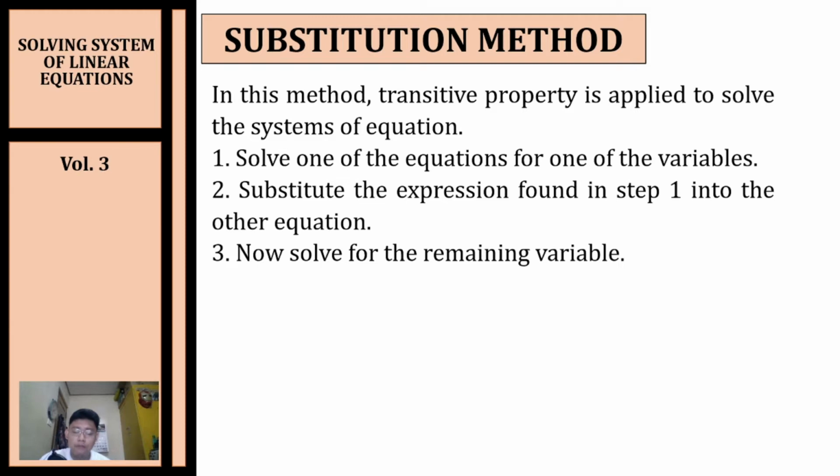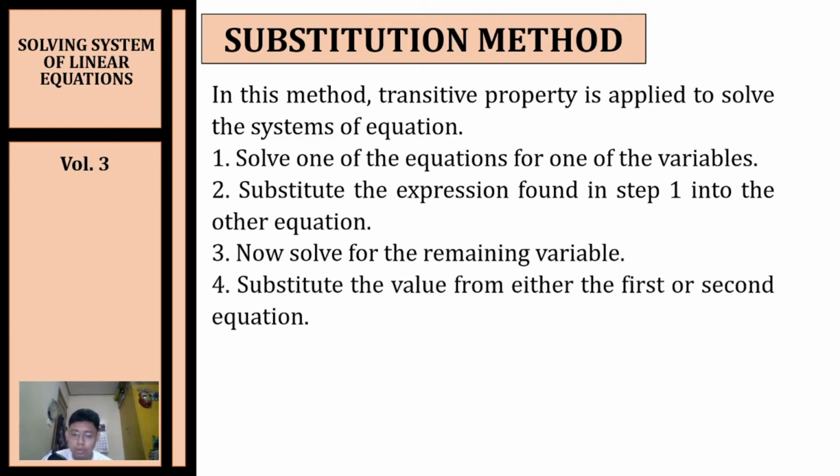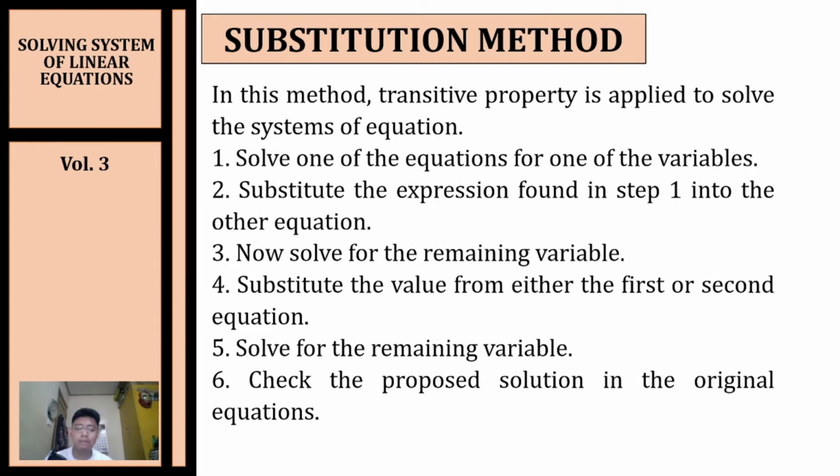Now that we have the value of that remaining variable, we substitute that value into either the first or the second equation. And the fifth step, solve for the remaining variable. And the last one is to check the proposed solution in our original equations. Now let's have some examples in solving systems of linear equations using the substitution method.